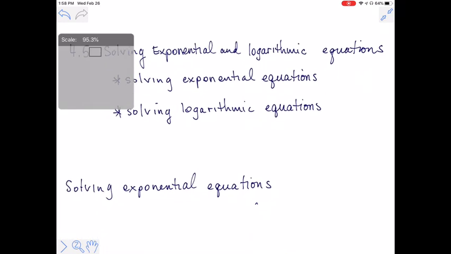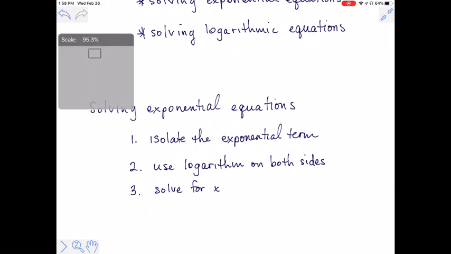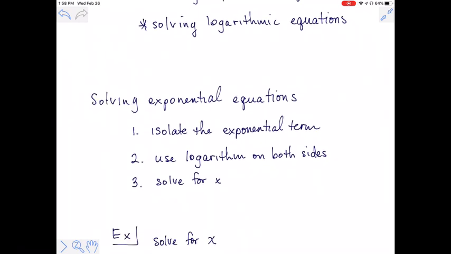We'll first look at solving exponential equations. You can really break it down into these three steps. Let's go ahead and pause it so you can write these three down: isolate the exponential term, use logarithms on both sides to cancel the base, and then solve for x.